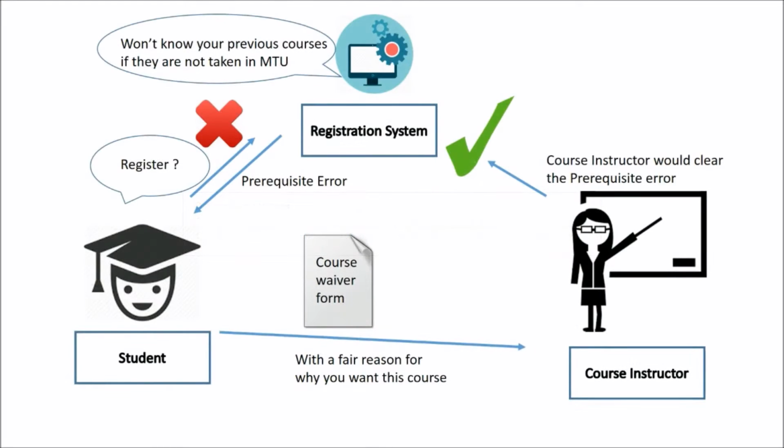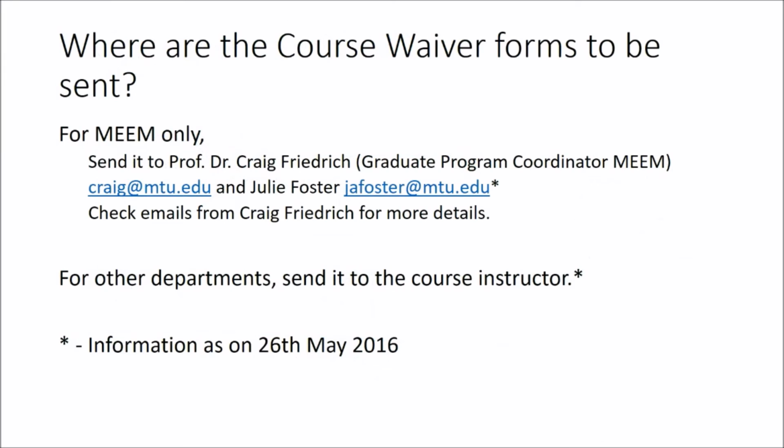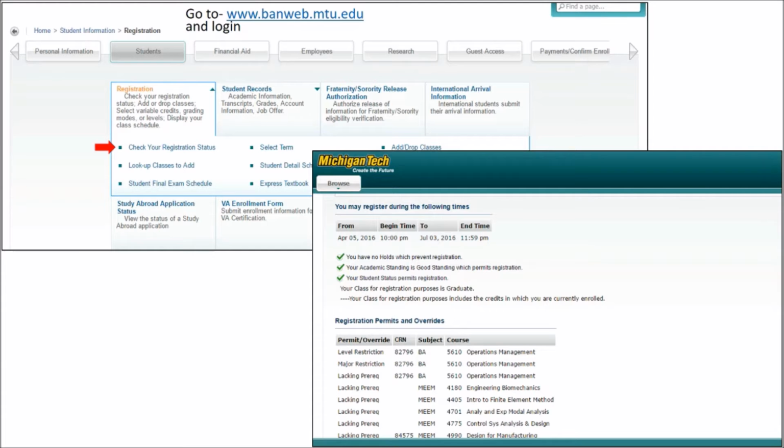To solve this error, you would need a course waiver, and for that you need to fill up a course waiver form. Google search MTU course waiver form and you would get this form. Fill up the form with necessary information and send it to the course instructor for that particular course. For the MEM department only, that is the Mechanical Engineering department, the course waiver forms should be sent to Dr. Craig Friedrich and Julie Foster. You should see more details about it in his email. You can check whether you have received the required waiver in Banweb from the Check Your Registration Status button.